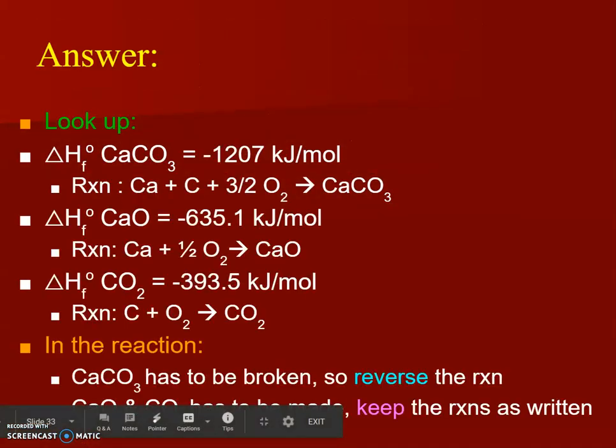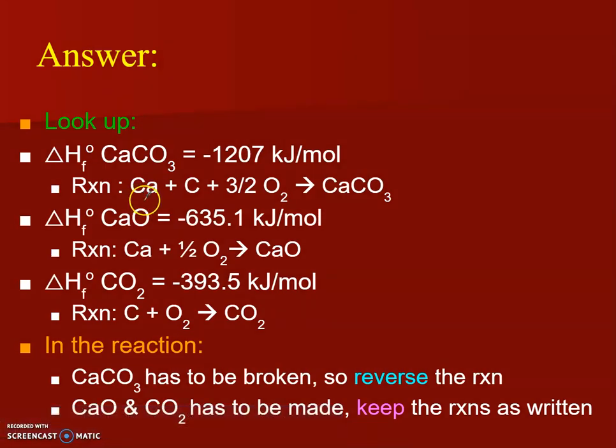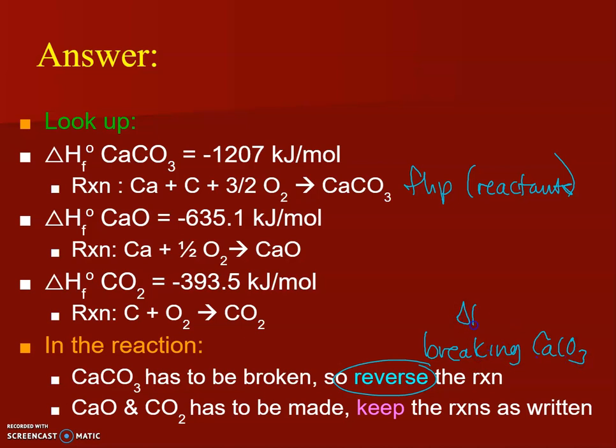All right, so to review, we have our calcium carbonate. Our reaction is Ca plus C and 3 halves O2 making CaCO3. But I have to flip this one because it is a reactant. Reactants get flipped, because I am not forming it, I am breaking CaCO3. And this is a delta H of formation value right here. So if that's how much it takes to form it, the delta H of breaking, and that's not really a technical term, would be the positive value, 1207.